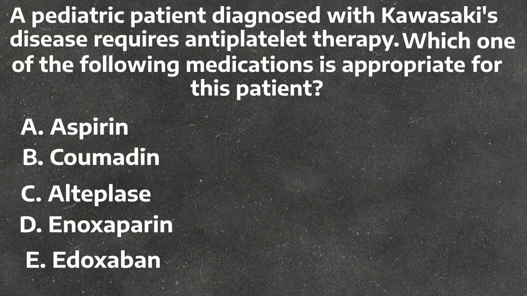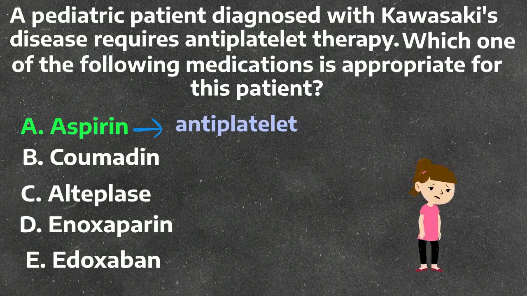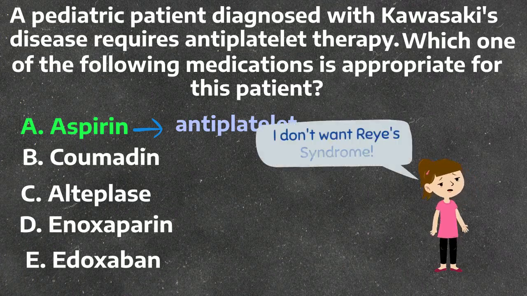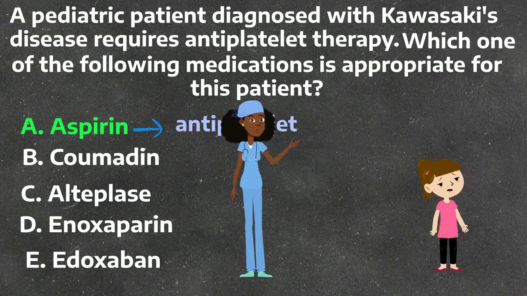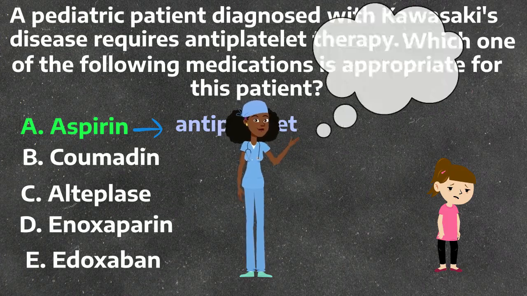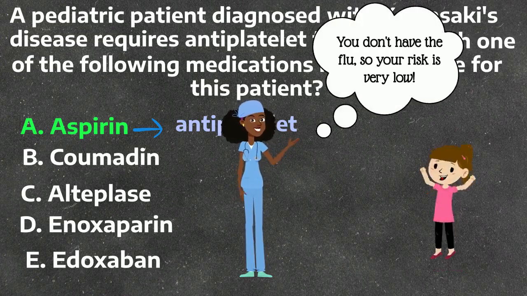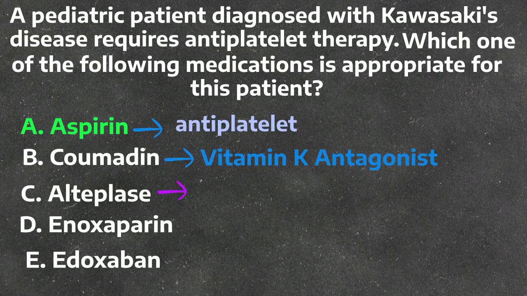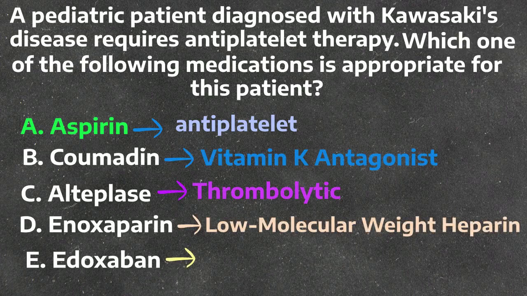Of the medications listed here, aspirin is the only drug categorized as an antiplatelet agent. Although aspirin is generally contraindicated in the pediatric population due to risk of a life-threatening condition called Reye's syndrome, the benefits outweigh the risks in patients diagnosed with Kawasaki's disease. Reye's syndrome more commonly occurs when aspirin is given to patients experiencing viral illnesses, specifically influenza. Of the other drugs listed here, Coumadin is a vitamin K antagonist, alteplase is a thrombolytic, enoxaparin is a low molecular weight heparin, and edoxaban is a factor Xa inhibitor.